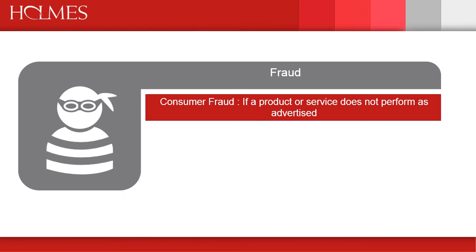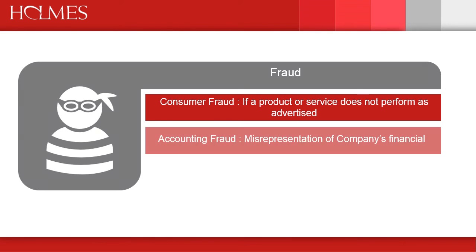Consumer fraud occurs when a product or service does not perform as advertised. For example, when a telecommunications company charges an individual for roaming calls which was disclosed as free earlier. Accounting fraud occurs when a company's financial disclosures are misrepresented before its stakeholders. An example would be the Satyam scandal, where the founder himself manipulated the company's earnings to cheat investors.